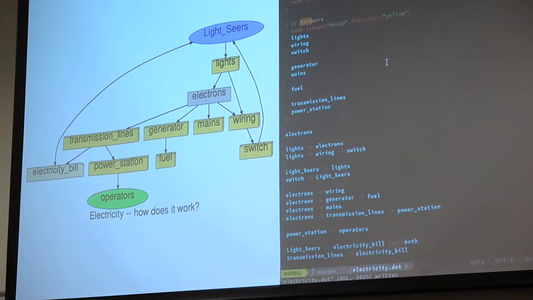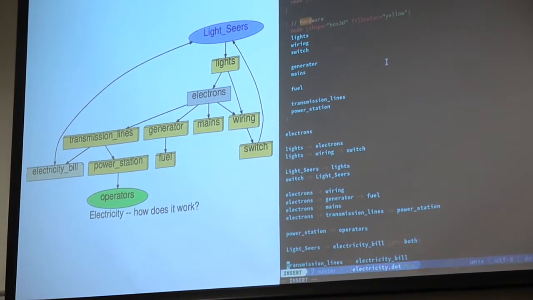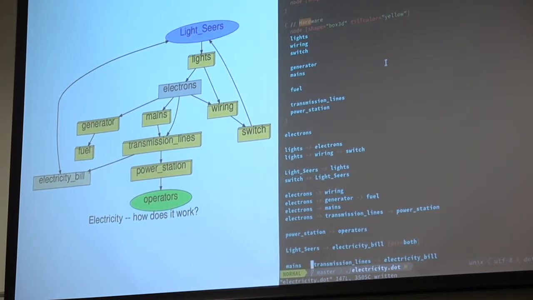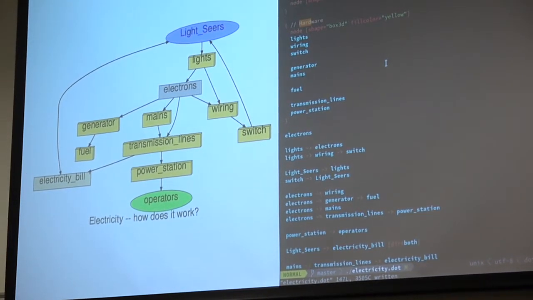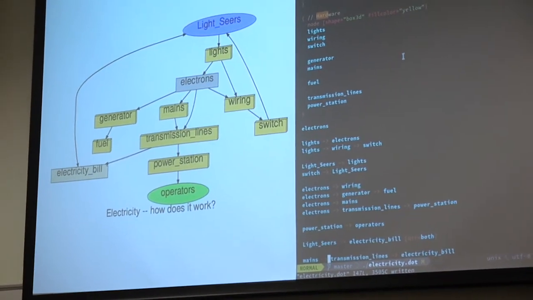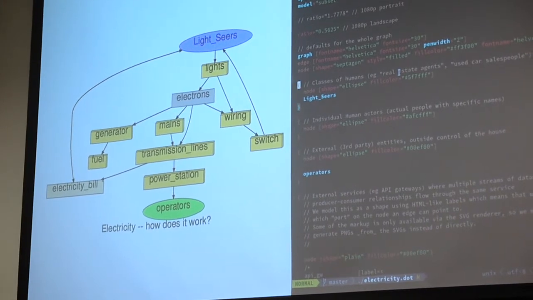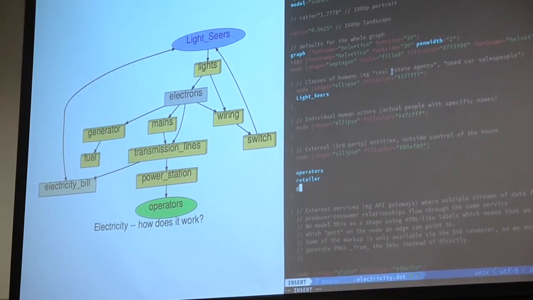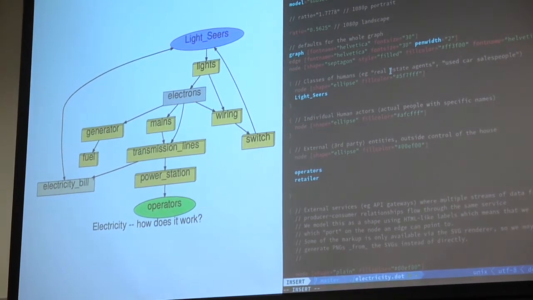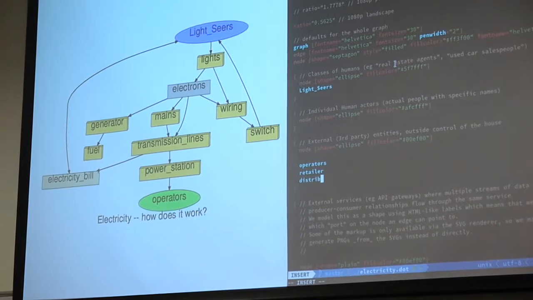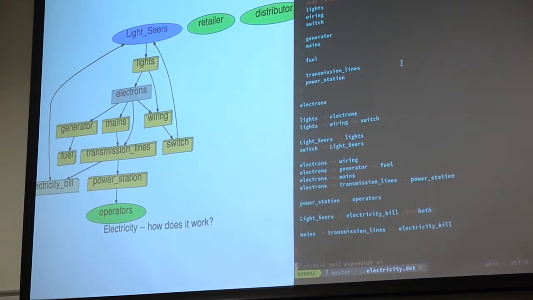The transmission lines would still go to the provider. A provider. So like a retailer? Do you mean a retailer or a generator? They're both of them, yeah. Great. So we've got operators, we have a retailer and a distributor, yeah. Okay, we'll put those in.